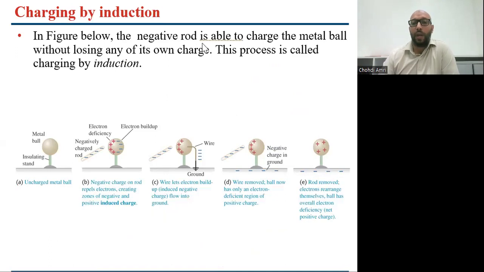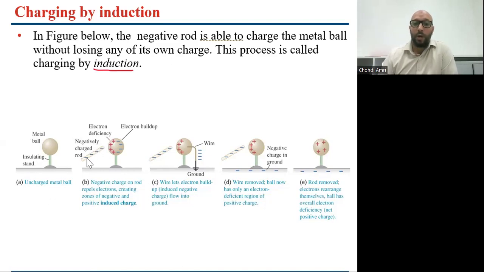In the figure below, the negative rod is able to charge the metal ball without losing any of its own charge. This process is called charging by induction. In this figure, we have a metal ball initially charged. That means the total number of positive charge is equal to the total number of negative charge, and the net charge of this metal ball is 0, standing on an insulator.